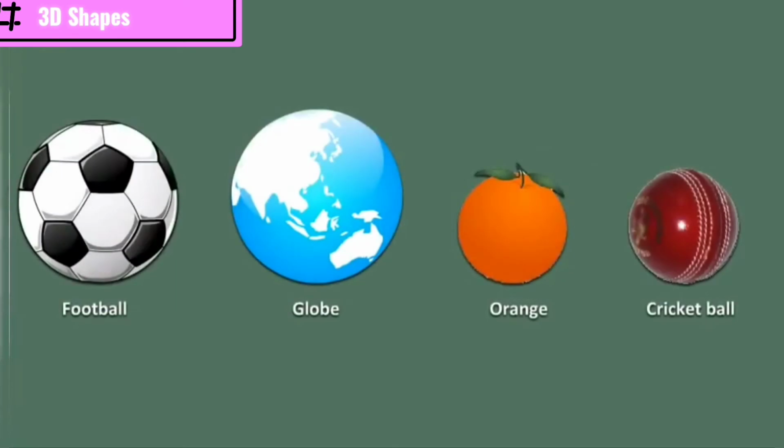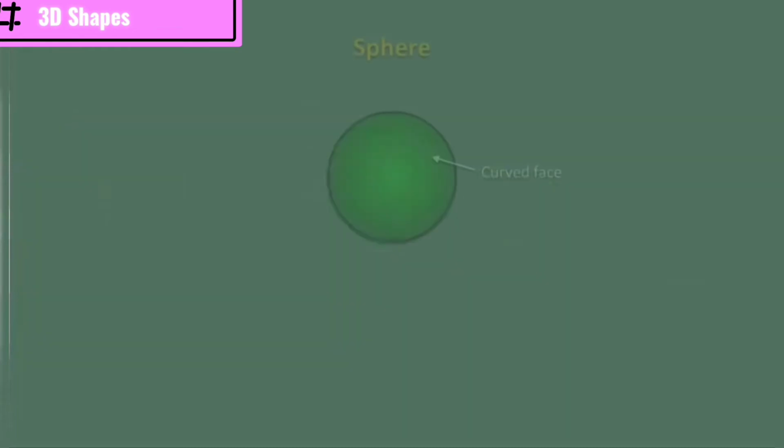Now these football, globe, orange and cricket ball. They are all examples of a perfect shape, and this perfect shape is a sphere. A sphere is round and round. Can you see all the objects? They are completely round. They have one and only one curved surface. It does not have any flat face. It has only one curved face, which makes it perfect.